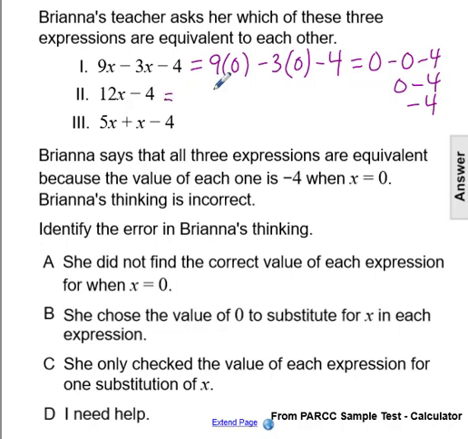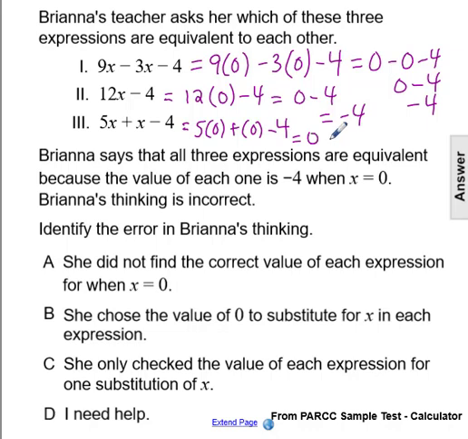In the second expression, if we substitute in x equals 0, that would be 12 times 0 minus 4, which is 12 times 0 is 0, and 0 minus 4 is negative 4. So we get negative 4 as well for the second expression. For the third expression, let's do the same. So we would have 5 times 0, then plus 0, and minus 4. 5 times 0 is 0, plus 0 minus 4, and 0 plus 0 is 0, minus 4 is negative 4. So all three expressions do equal negative 4 when x equals 0.